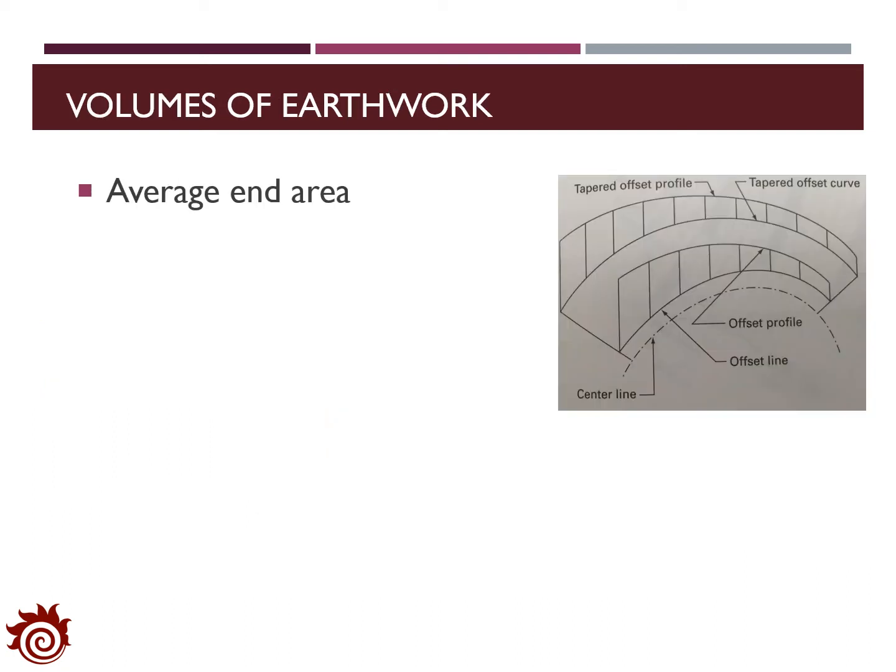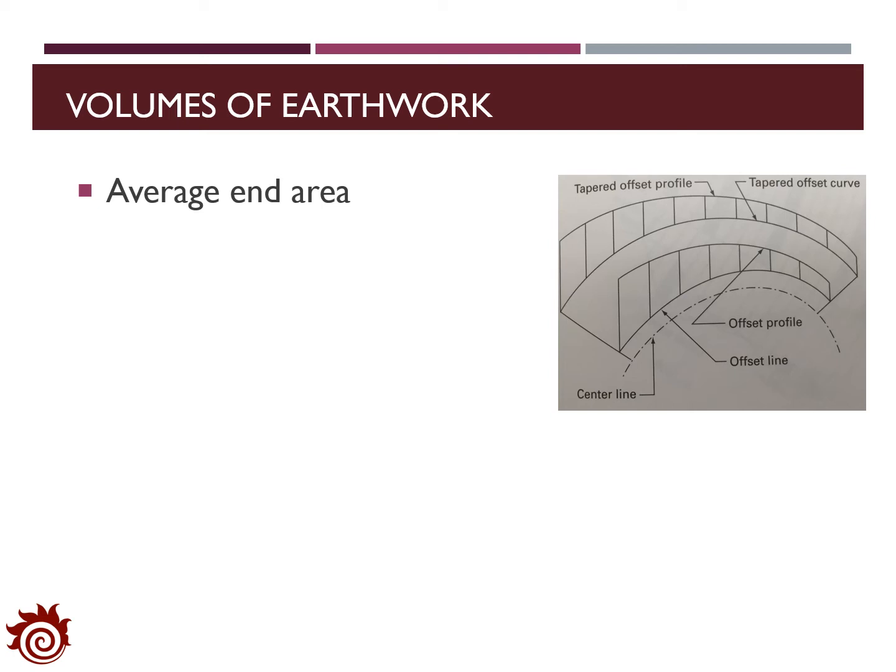The calculation of the cross-section area is one preparation for the estimation of the volumes of the earthwork. Once the cross-section area is identified along the center line of the pavement, we can then apply various methods for the estimation of the volumes of the earthwork in the field. The first method we want to learn is the average end area method.